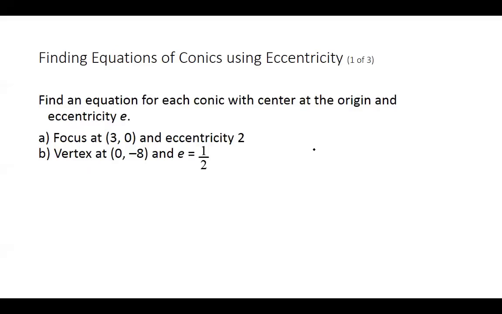Find an equation for each conic with the center at the origin and eccentricity e. For the first one, they're given to us the focus at (3, 0), and the eccentricity is equal to 2. So let's take a look at how we solve this. For part A, e is equal to 2, that's greater than 1. So we know this is a hyperbola with c equal to 3. The focus is given to me as 3.